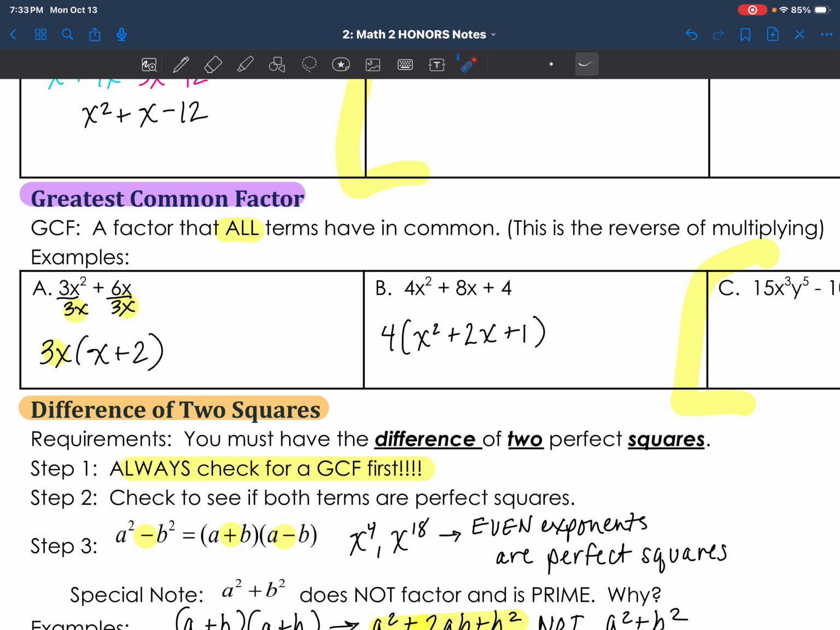All right, so same thing here. You have to look at all of your terms, and they all have 4 in common. So if you divide each term by 4, the GCF goes outside, and everything else that's left over goes inside. So 4x squared divided by 4 just gives you x squared. 8x divided by 4 gives you 2x. And then 4 divided by 4 gives you +1.